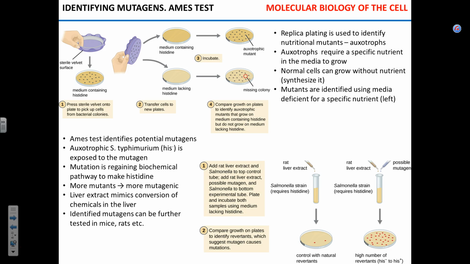Why are they more convenient than, let's say, mice? Oh yeah, they're fast, right? Much cheaper, and they're standard, yes. So standard, faster, cheaper, and having 1 million bacterial cells isn't a problem. Try to imagine 1 million mice.